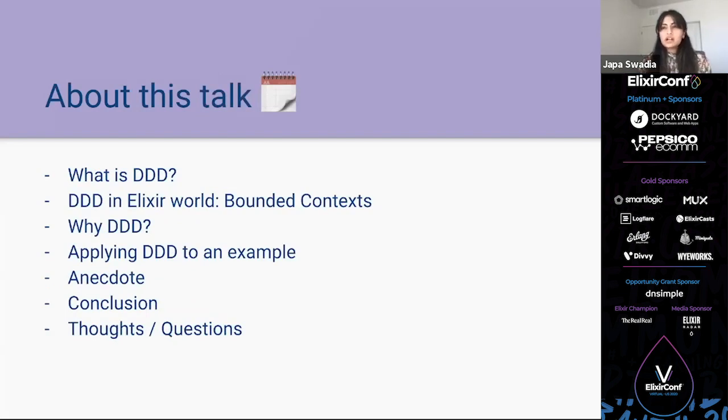So let me give you a quick rundown of what this talk is going to be about. Today I'll be talking about what domain-driven design means. I'll be talking about applying domain-driven design to Elixir. I'll also touch on why domain-driven design is so important and some of the wins that it provides. After that, I'll walk you all through an example of a domain-driven design using some code snippets. I'll also share some of my experiences using domain-driven design and not using domain-driven design. And in the end, we'll have a few minutes for questions, okay?